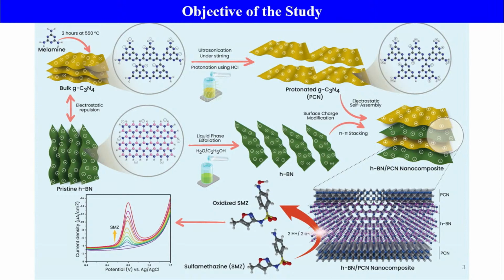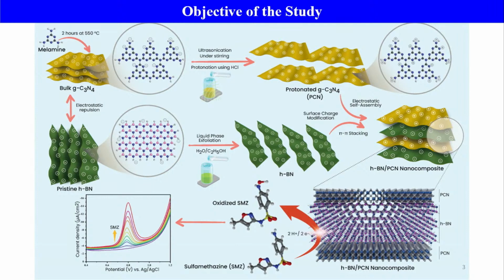We are choosing two-dimensional materials: one is protonated carbon nitride and another one is hexagonal boron nitride. There is no electrostatic interaction between the carbon nitride and the boron nitride. For that reason, we modify the surface of graphitic carbon nitride using hydrochloric acid. Using ultrasonication and protonation, the nitrogen atom becomes positively charged.